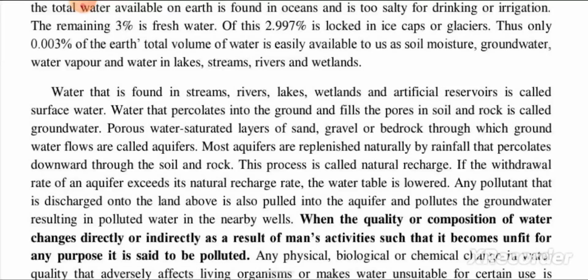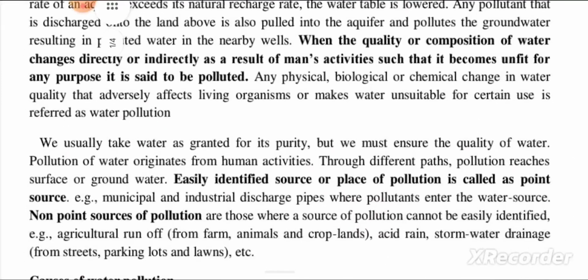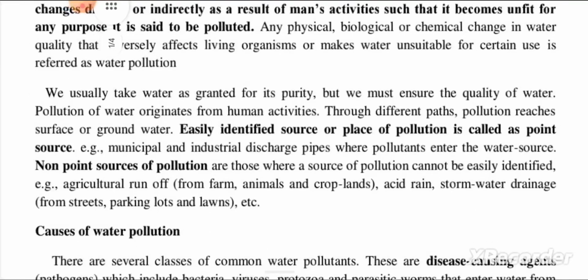When the quantity or composition of water changes directly or indirectly as a result of man's activities such that it becomes unfit for any purpose, it is said to be polluted. Any physical, biological, or chemical change in water quality that adversely affects living organisms or makes water unsuitable for certain use is referred to as water pollution. We usually take water for granted for its purity, but we must ensure the quality of water.